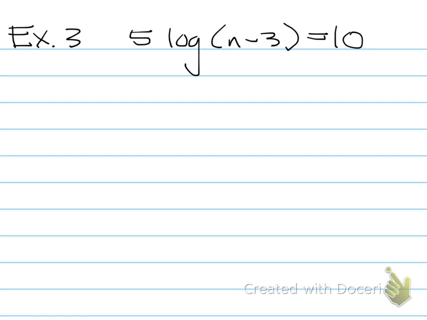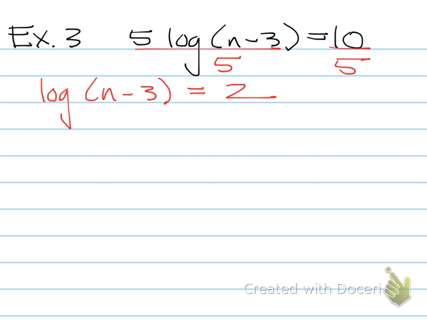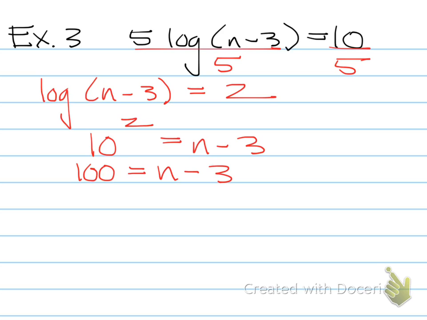To solve this logarithm, we only have one log on one side, so we would start by isolating that logarithm, dividing both sides by 5. That will give us the log of n minus 3 equals 2. And then the last step is we want to take the base of the logarithm and basically put this logarithm in exponential form by writing 10, which is the base of the logarithm, to the second power equals n minus 3. 10 squared is 100, plus 3 to isolate the n would be 103, so n equals 103.